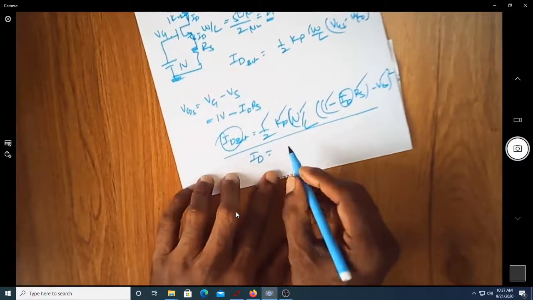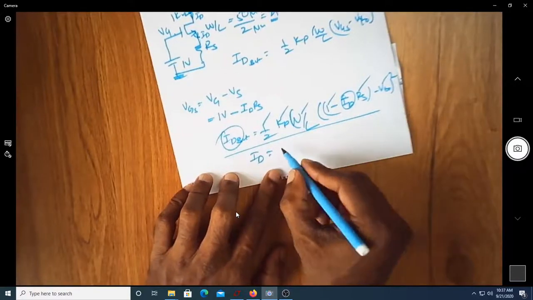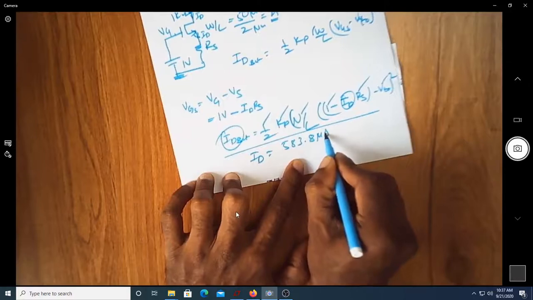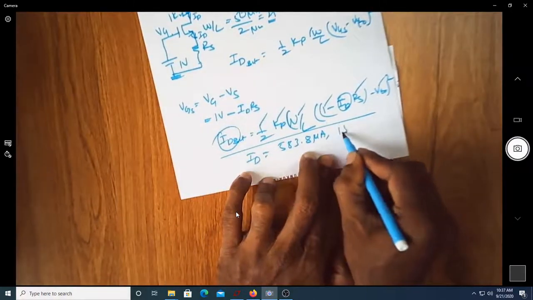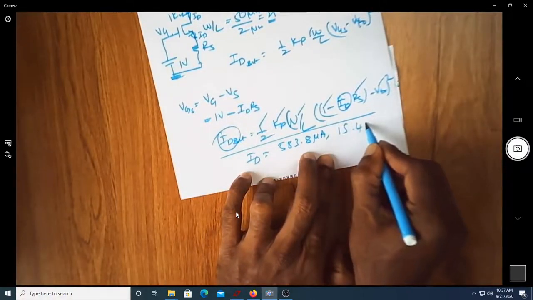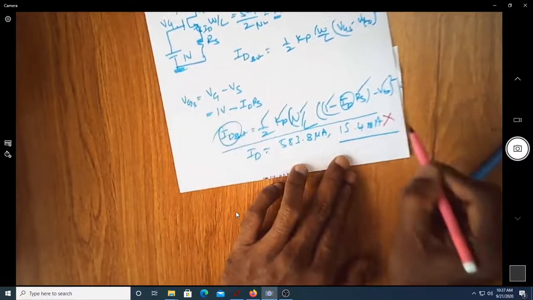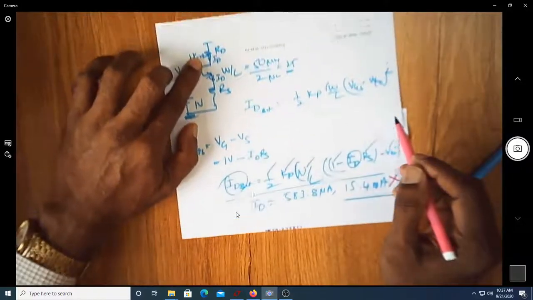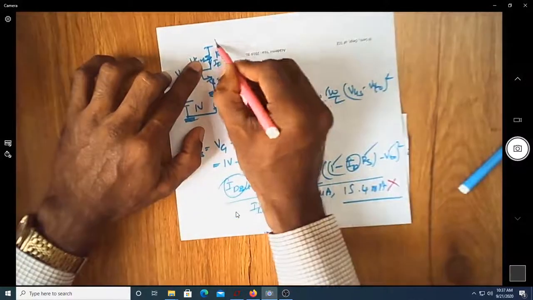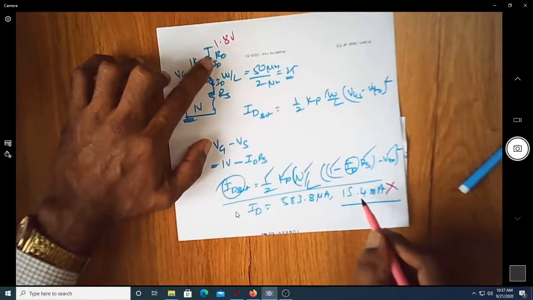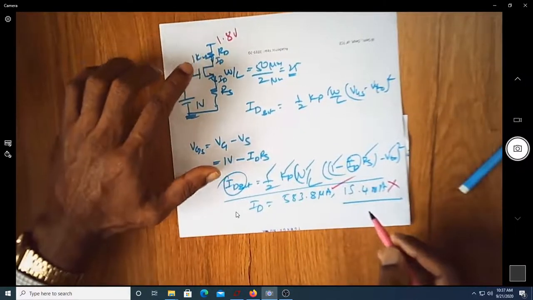Again, two possible values because we have ID on either side of the expression. It is 583.8 microampere or 15.4 milliamperes. So there are two possible answers. This can't be the answer because you have a 1 kilo ohm resistor. Since you have a supply voltage of 1.8 volt, this much amount of voltage cannot drop here. This is the possible answer.